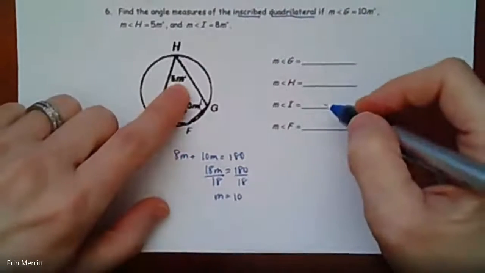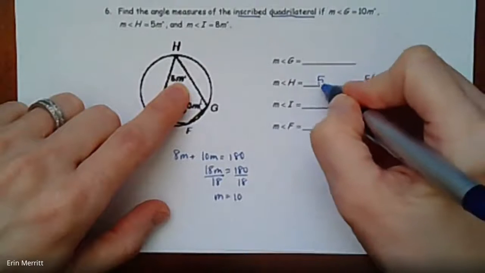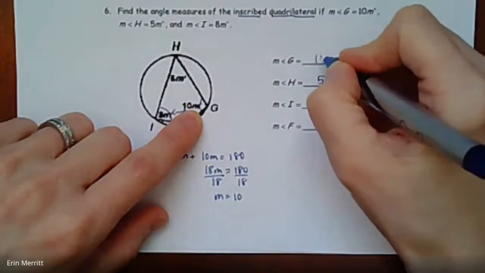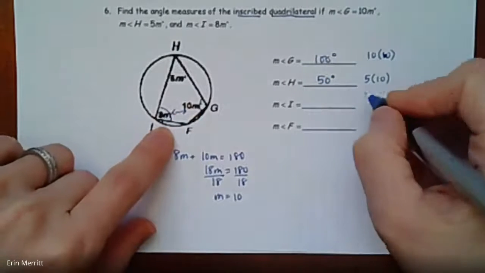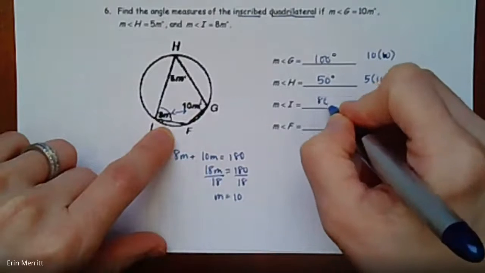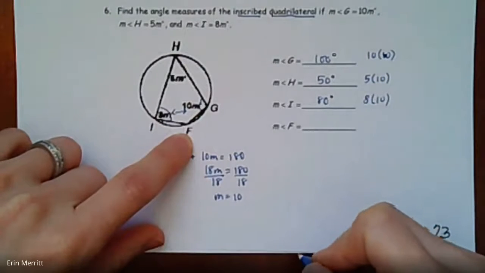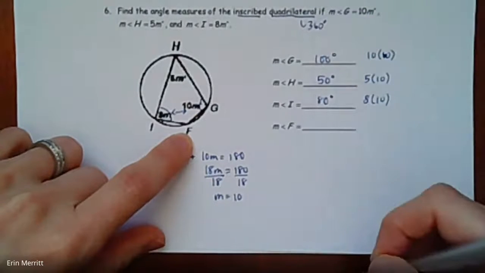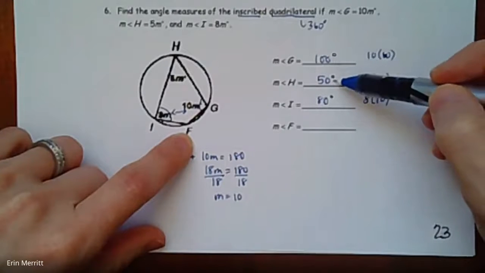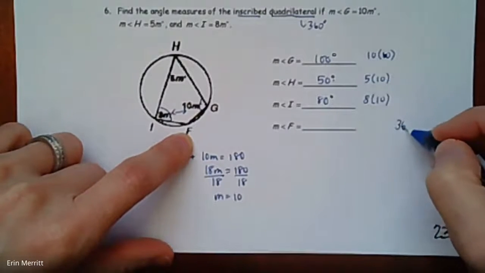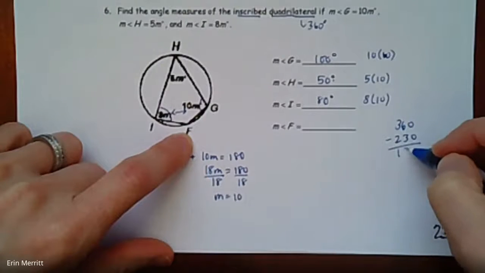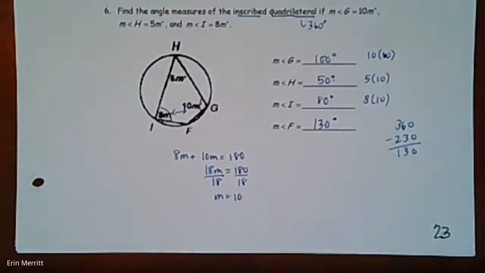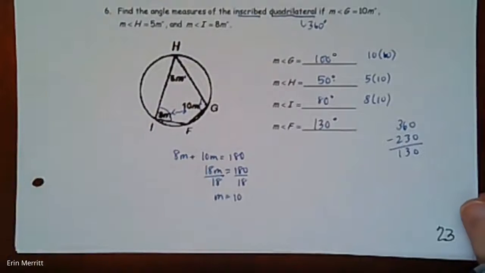So now we're just plugging on in. That makes angle H 5 times 10, or 50. Angle G, 10 times 10, so 100. Angle I, we got 8 times 10, or 80. And then for the last one, you can still use the idea that a quadrilateral's total degrees is going to be 360. So right here, we've got 100, 150, 230. So if we take 360 and subtract 230, we've still got 130 degrees left for that last little angle there. So lots of things you have to put together to be able to answer that question.